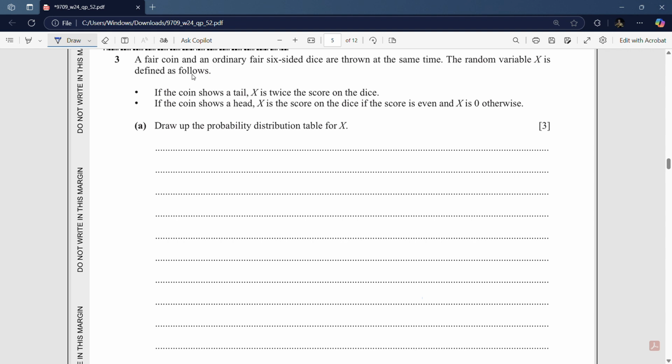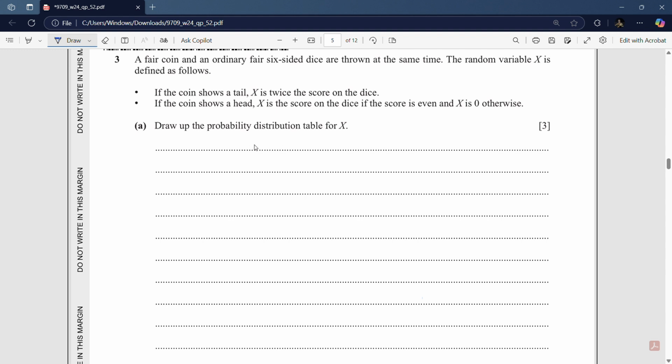So a fair coin and an ordinary fair 6-sided dice are thrown at the same time. The random variable x is defined as follows. If the coin shows tail, x is twice the score on the dice. If the coin shows a head, x is the score on the dice if the score is even and x is 0 otherwise. So if it's odd number, it will be 0. So draw up the probability distribution table for x.